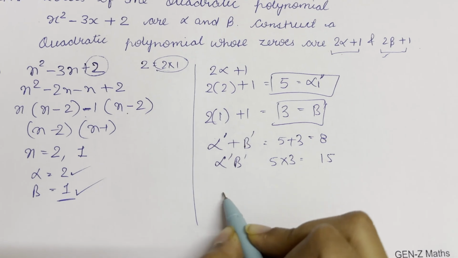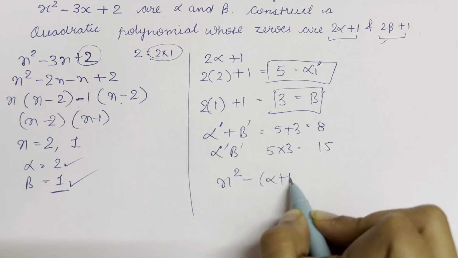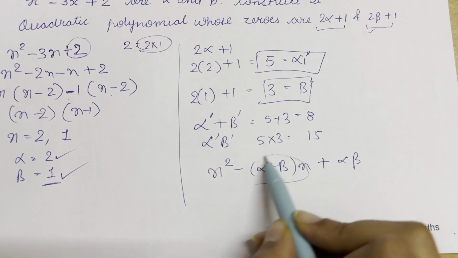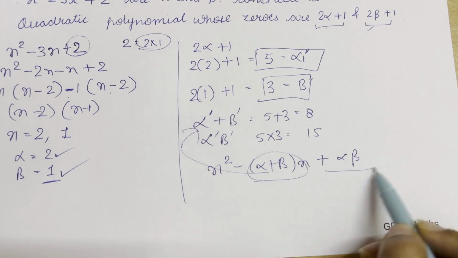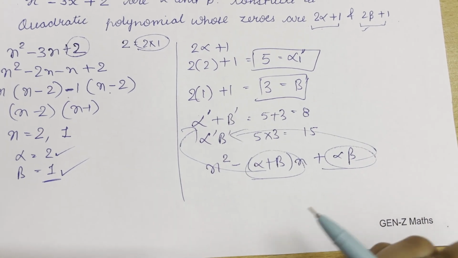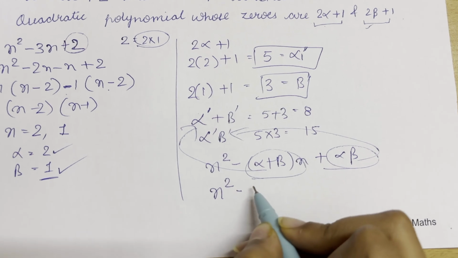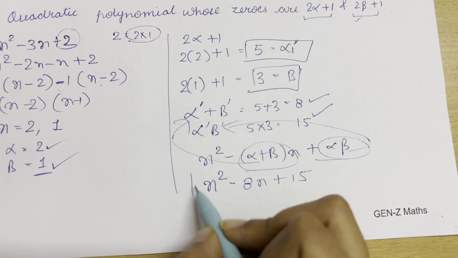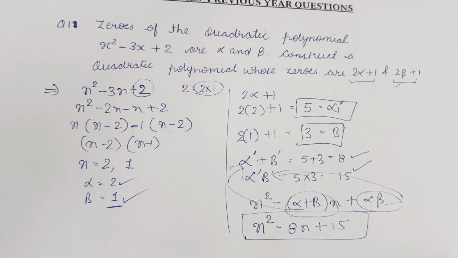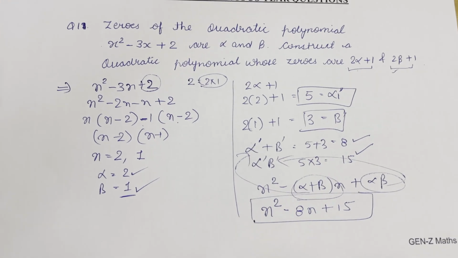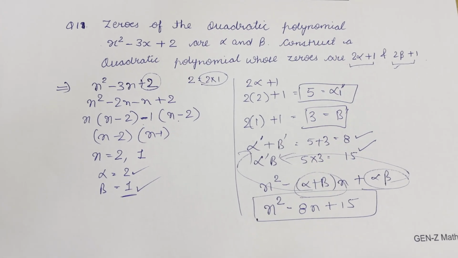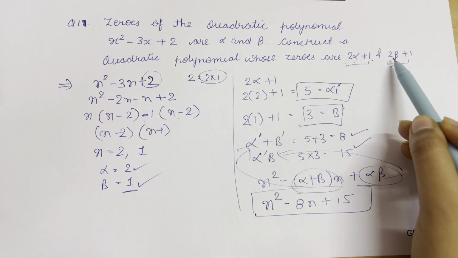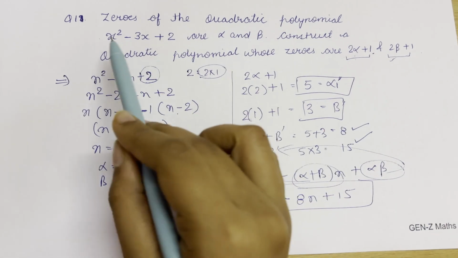Now we'll use this formula, x square minus alpha plus beta x plus alpha beta, and I'll substitute this alpha plus beta with my alpha dash plus beta dash, and this alpha beta with alpha dash into beta dash, and I get x square minus 8x plus 15, and that's it. We are done with the question. We were asked to find a quadratic polynomial whose zeros are 2 alpha plus beta and 2 beta plus alpha, where alpha and beta are the zeros of this polynomial.